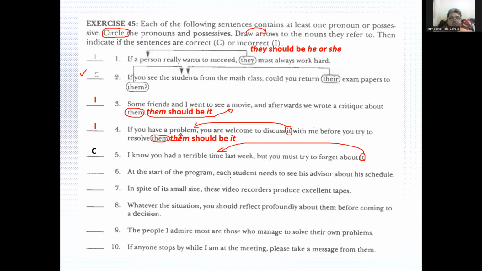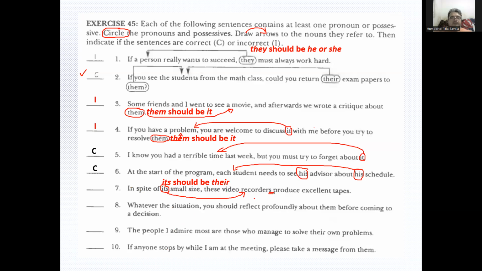At the start of the program, each student needs to see his advisor about his schedule. So his advisor, his schedule, each student: it is correct. In spite of its small size, these video recorders produce excellent tapes. Okay, so its small size is connected to video recorders, which is plural. So it should be: in spite of their small size, these video recorders produce excellent tapes.